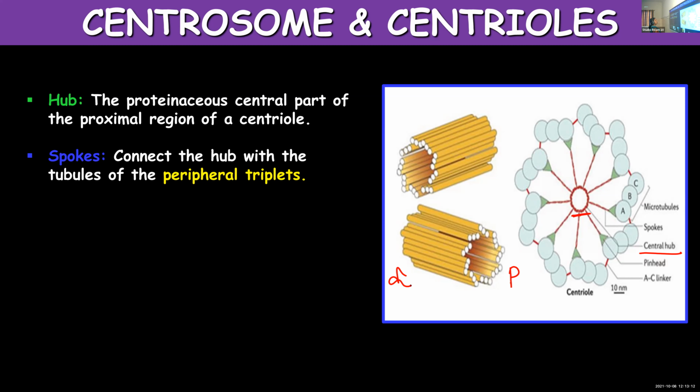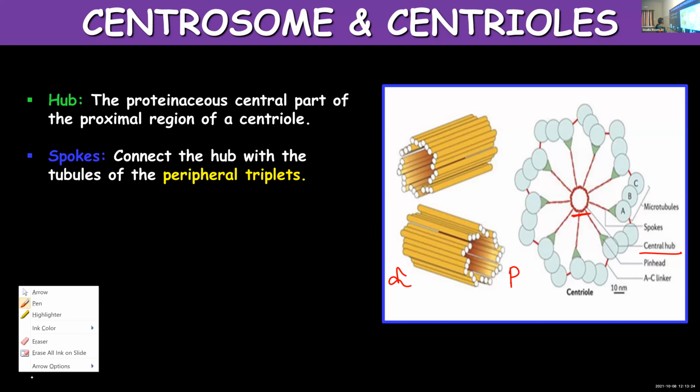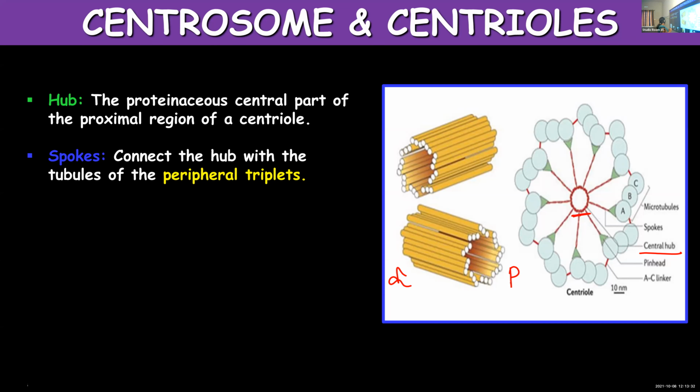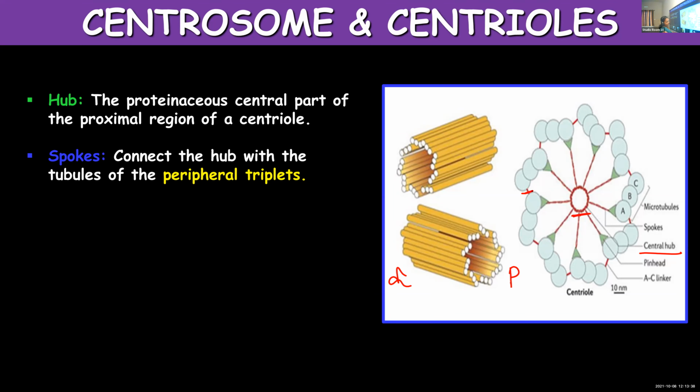Then there are spokes which connect the hub with the tubules of the peripheral triplets. I told you earlier, there are some structures which interconnect all these different structures. Some linking structures interconnect these triplets, so each triplet is connected with the adjacent one. Apart from that, the central hub is also linked with these triplets by means of structures known as spokes.